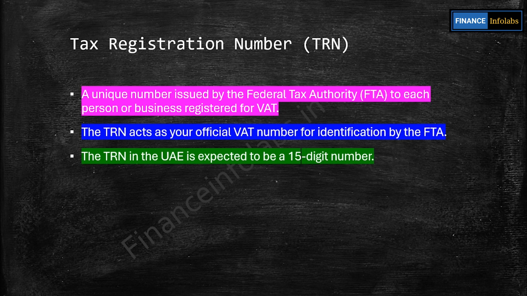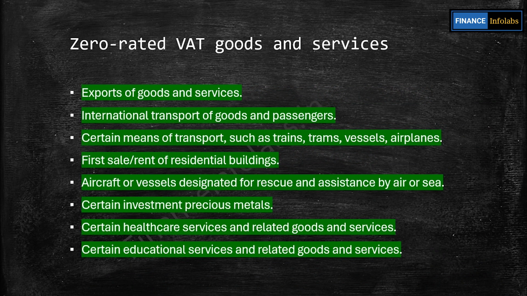In the next slide, we can discuss zero-rated VAT goods and services in UAE. Zero-rated VAT goods and services include exports of goods and services, international transport of goods and passengers, certain means of transport like trains, trams, vessels, and airplanes, first sale or rent of residential buildings, aircraft or vessels designated for rescue and assistance by air or sea.